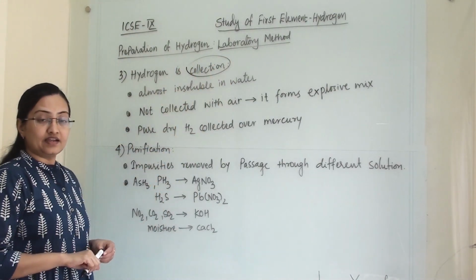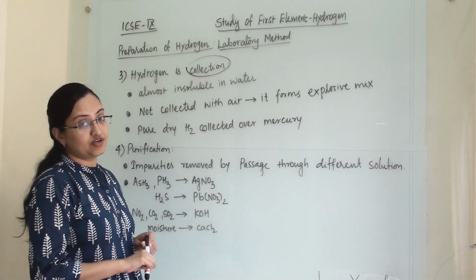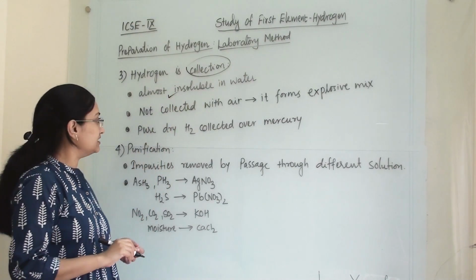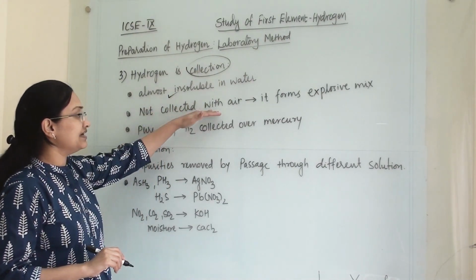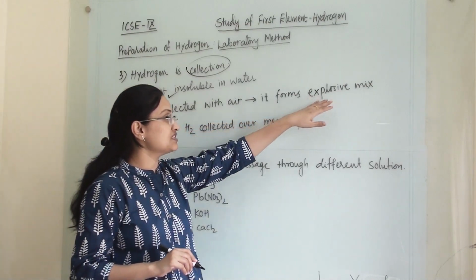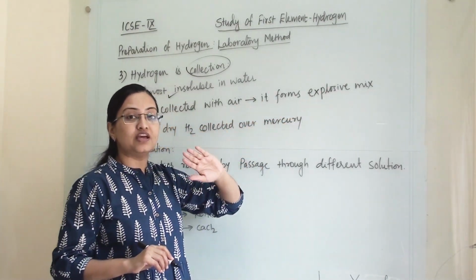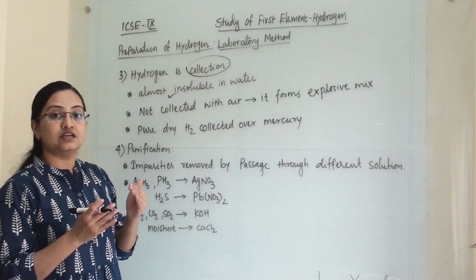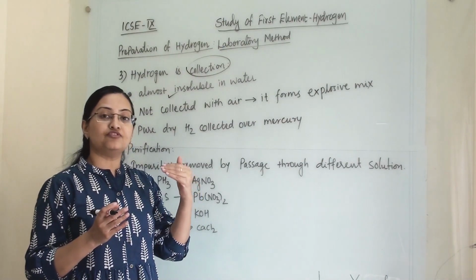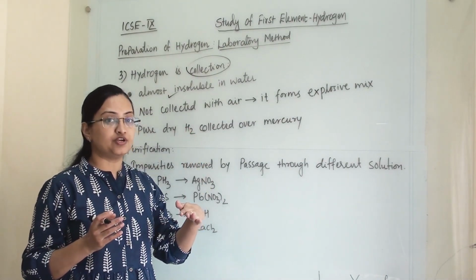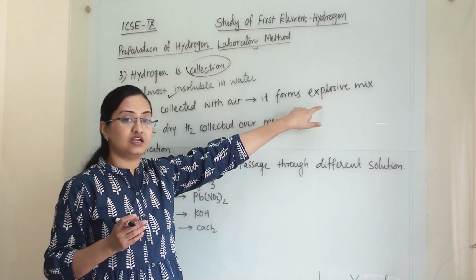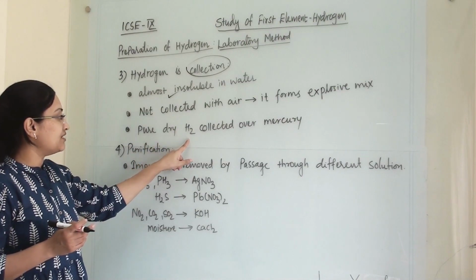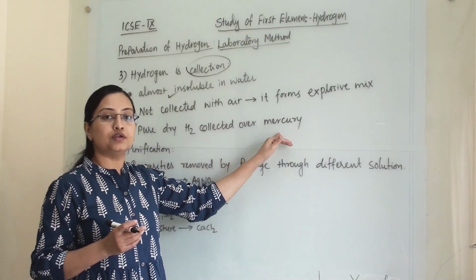Third point which we need to discuss is hydrogen collection. How are we collecting hydrogen? Via downward displacement of water. Why are we collecting over water? Because it is almost insoluble in water, and we are not collecting it with air. Why? Because it forms an explosive mixture. Hydrogen is lighter than air, so we could collect it via downward displacement of air, but we are not doing so since it will make an explosive mixture. Pure dry hydrogen gas we can collect over mercury.